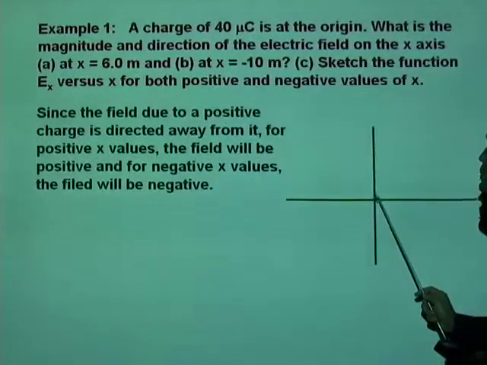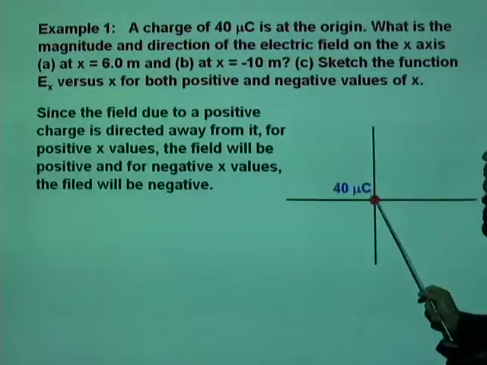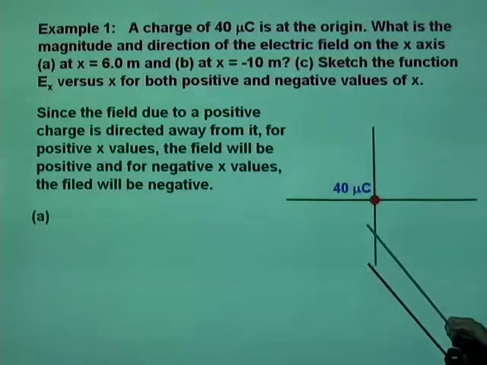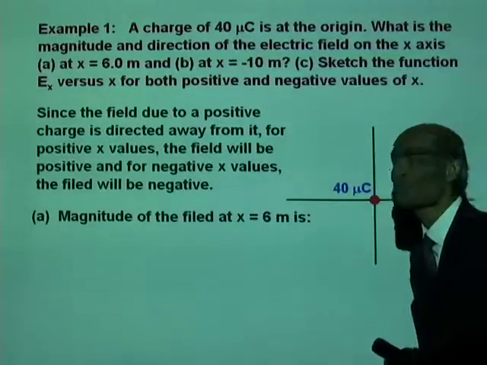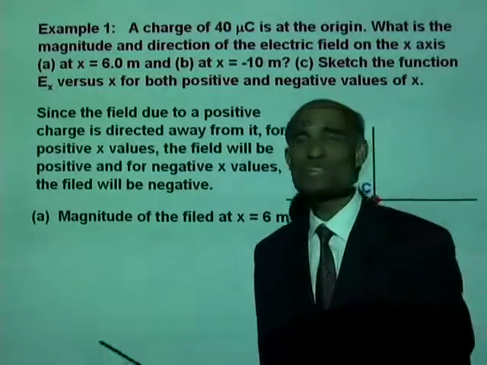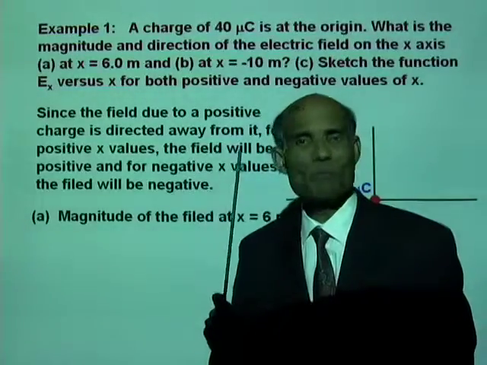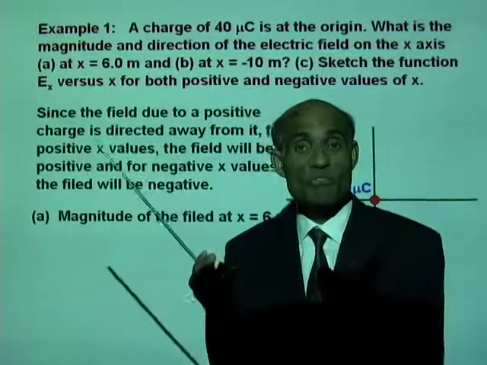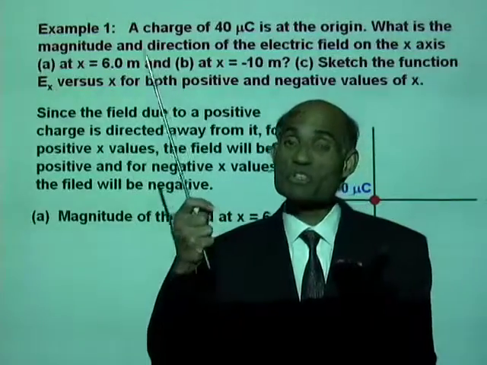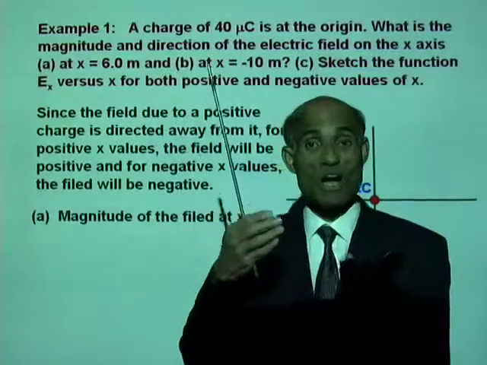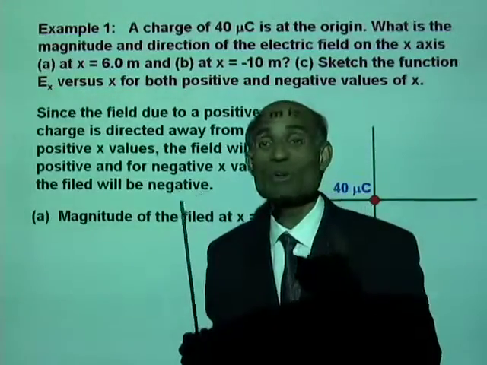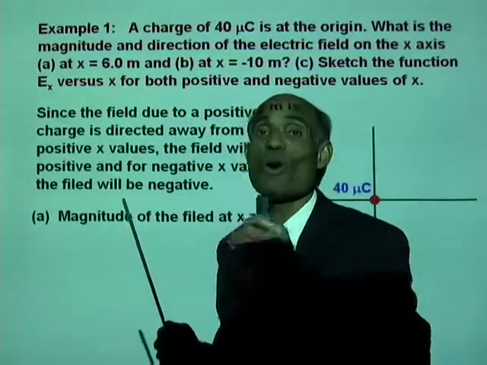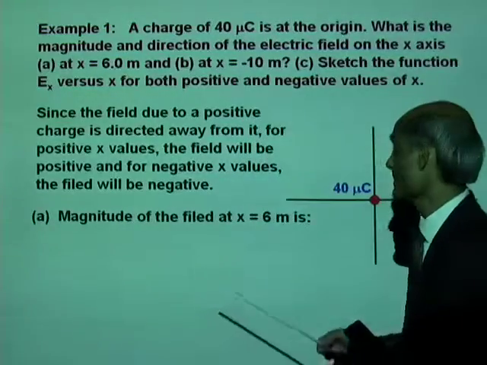Now here is the charge at the origin, the 40 microcoulomb. We need to find the magnitude of the field at x equal to 6 meter. What is the equation we developed for the magnitude of the electric field intensity at a distance r from a charge q? You remember that one? E equal to kq over r squared.